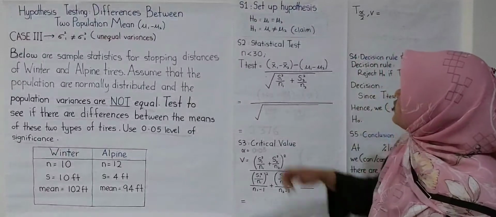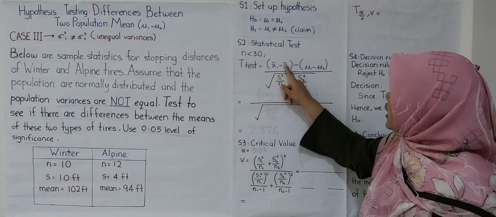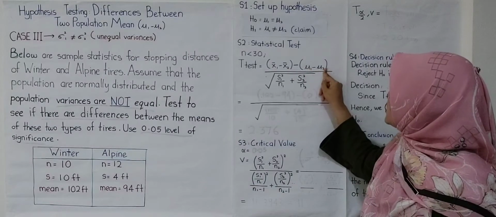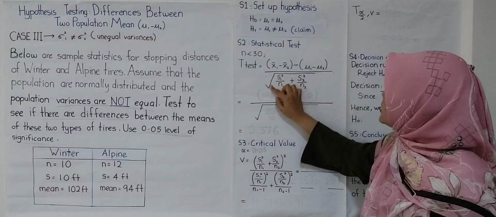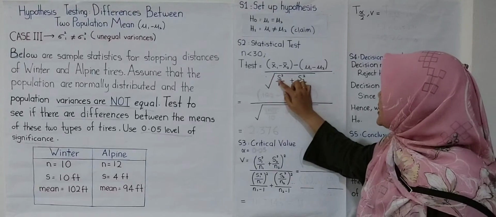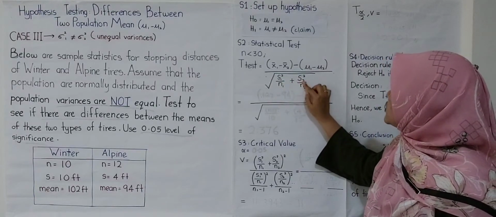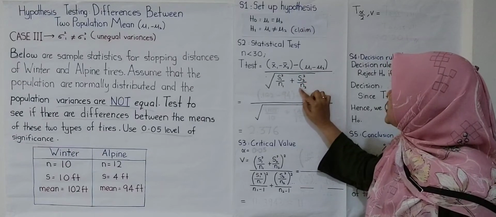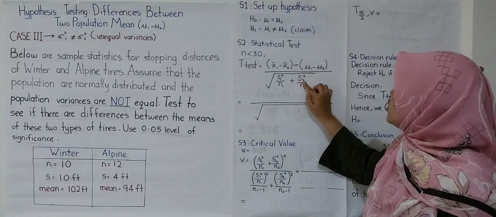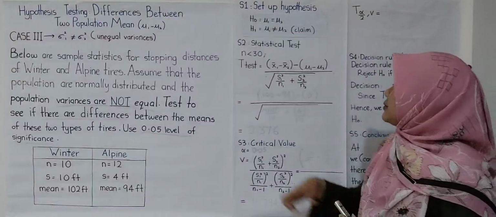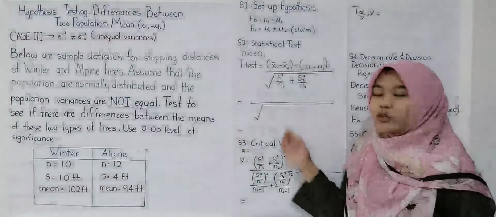The formula is x1 bar minus x2 bar minus, in bracket, mu1 minus mu2, over the square root of standard deviation 1 to the power of 2 over sample 1 plus standard deviation 2 to the power of 2 over sample 2. Now we just need to substitute the data given into the formula.